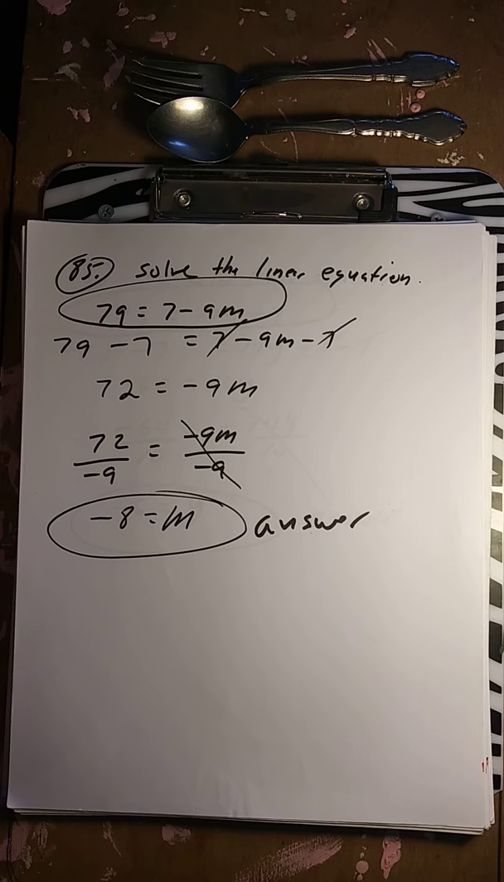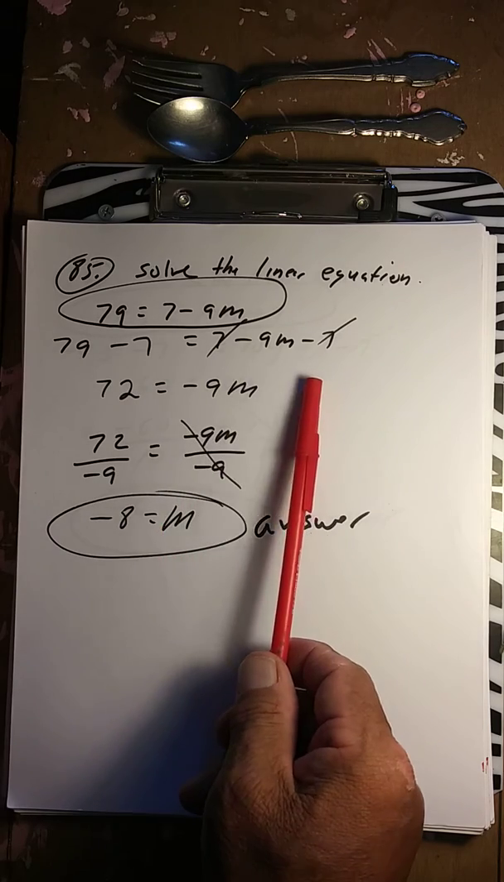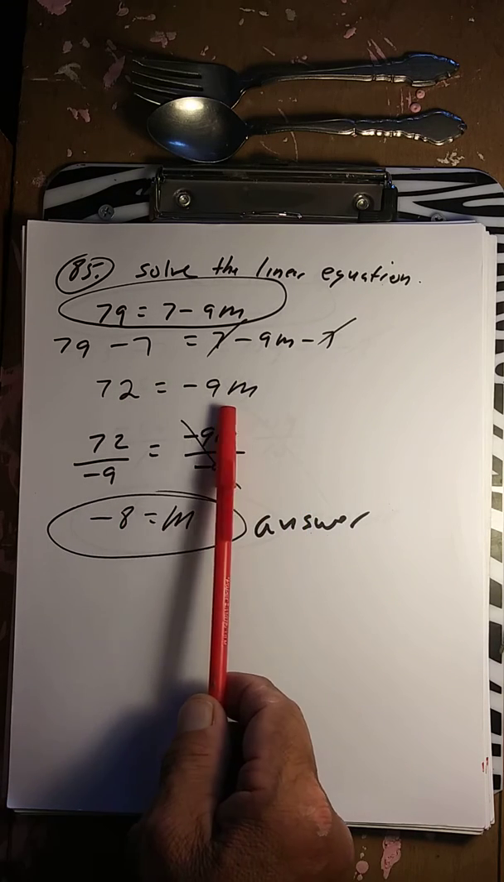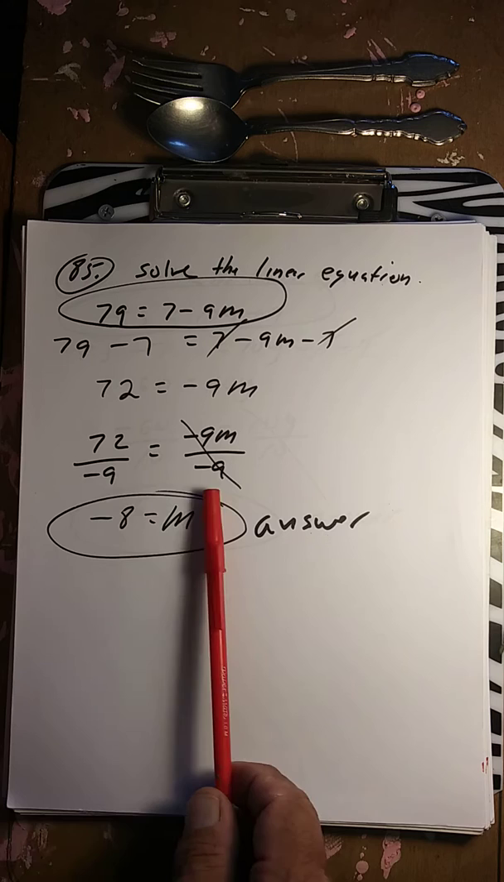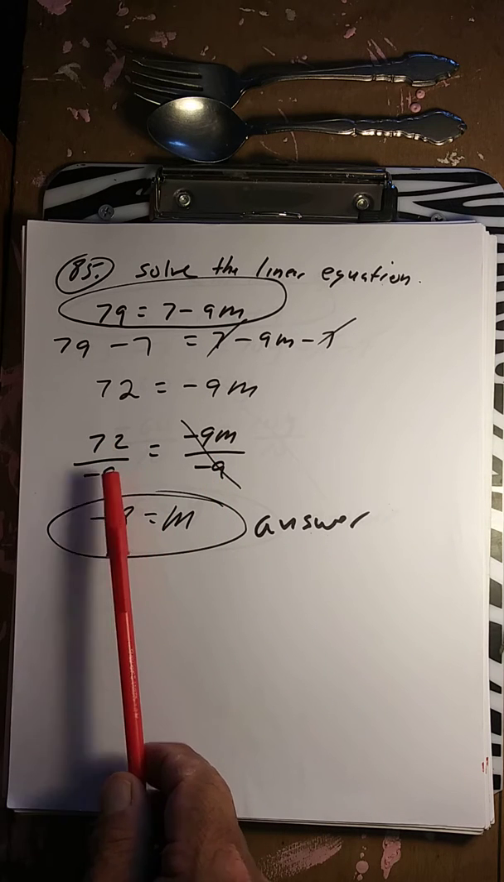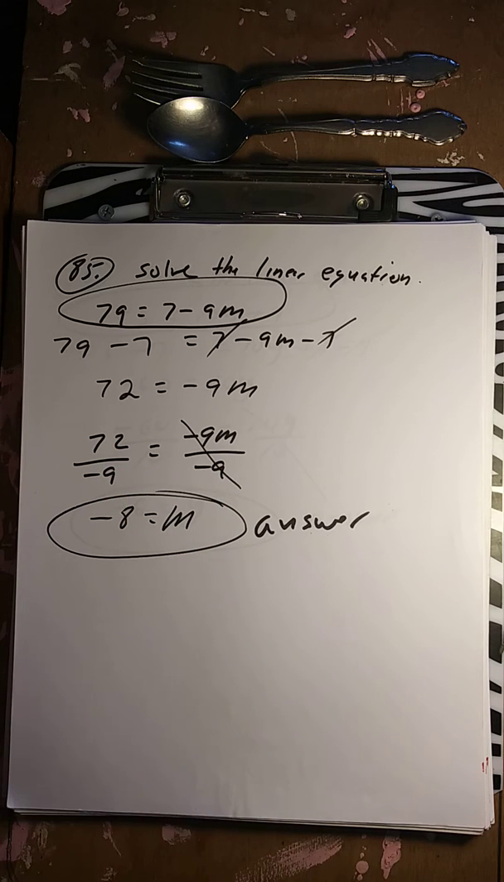Solve the linear equation 79 equals 7 minus 7m. So I'm going to go minus 7, minus 7. So you have 72 equals negative 9m. Now divide by negative 9, divide by negative 9. That's going to be a positive divided by a negative. It's going to be negative 8 equals m.